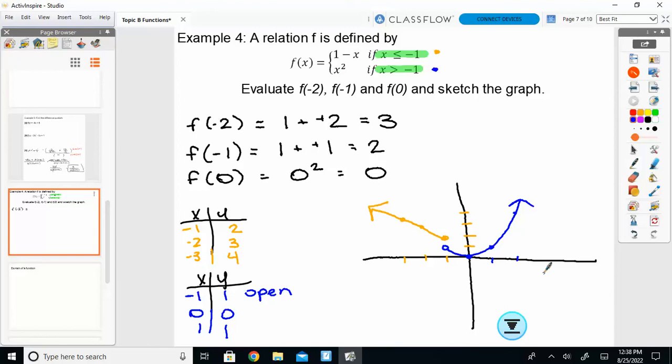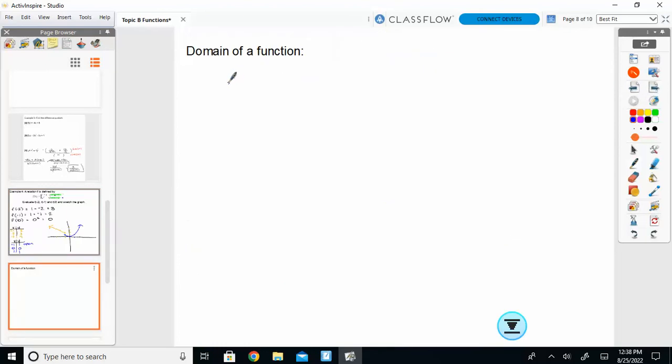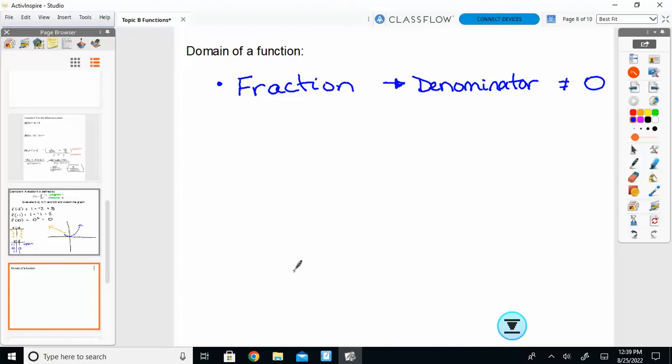Last thing I want to talk about with functions would be our domain rules. We have certain types of functions that have restricted domains. If I am looking at a fraction, what do you know about the domain of the fraction? If I said like 5 over x, what can x not be? 0. So in a fraction, the denominator cannot be 0.